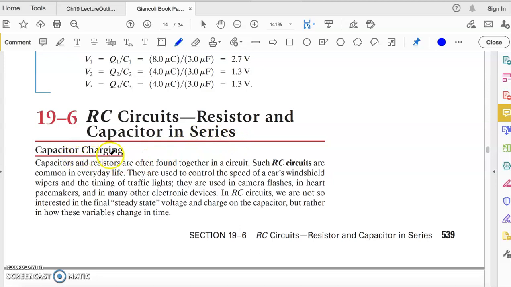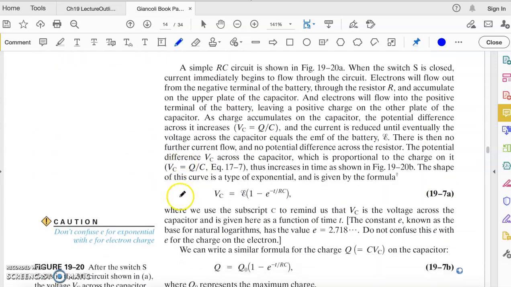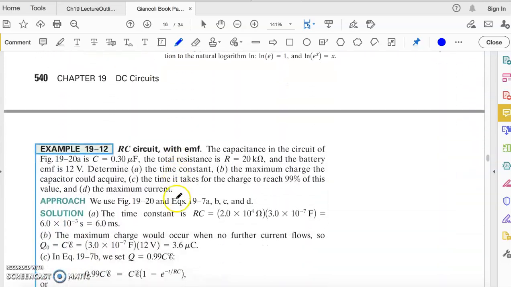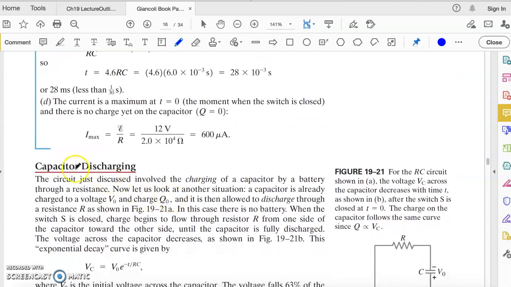We have two major operations inside these circuits. One is the charging of the capacitor, and the other one is the discharging of the capacitor. Okay, so it's the capacitor, it's not the resistor. We are charging or discharging the capacitor.